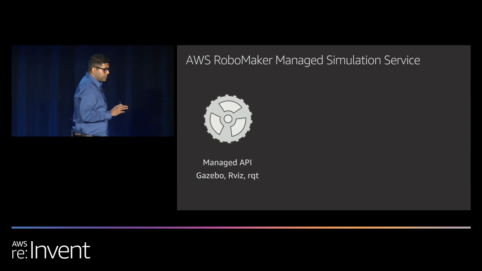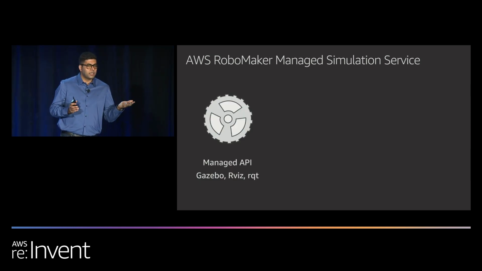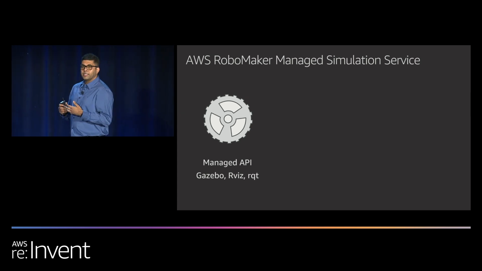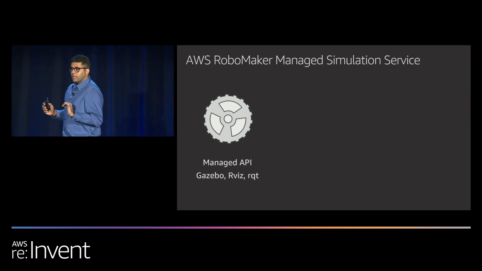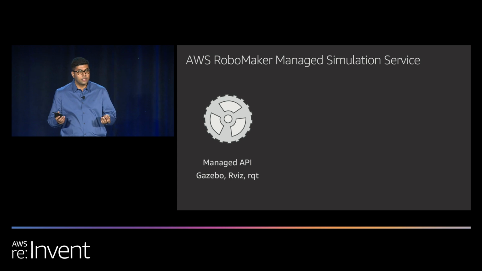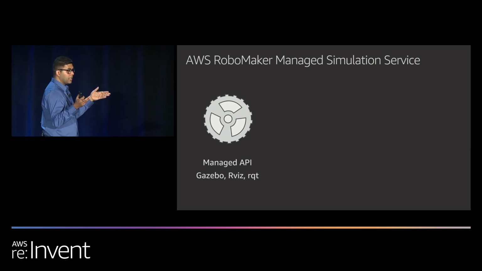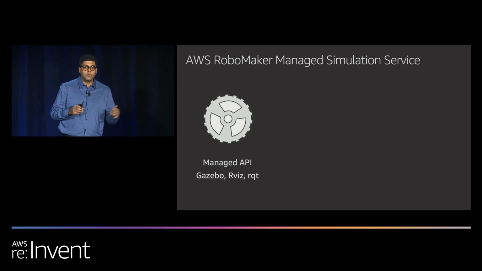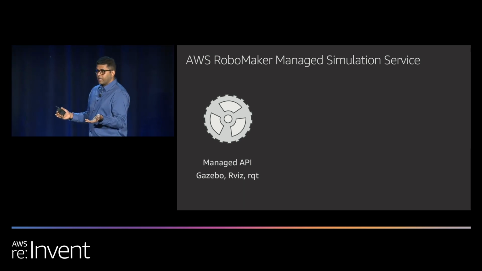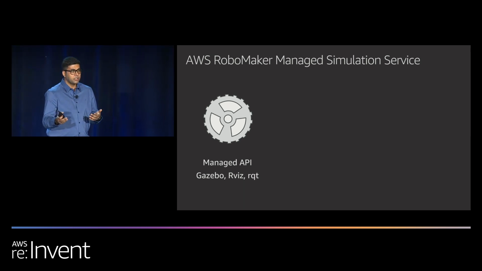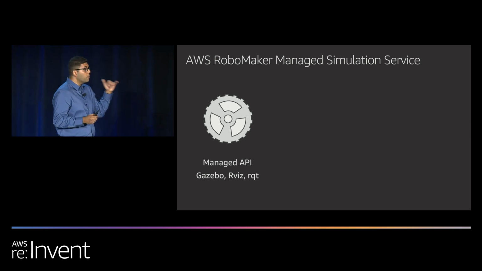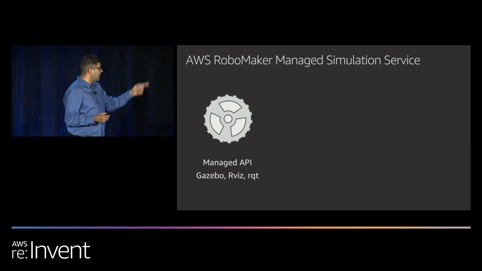From the simulation perspective, you can start, restart, or stop a simulation job through managed APIs in the cloud. Once the simulation job is running, you can spin up the Gazebo simulator that you can see from a web-based GUI. Or if you want to visualize what the robot is seeing and you want to interact with the robot in simulation, you can spin up the open source tools such as RViz and RQt.